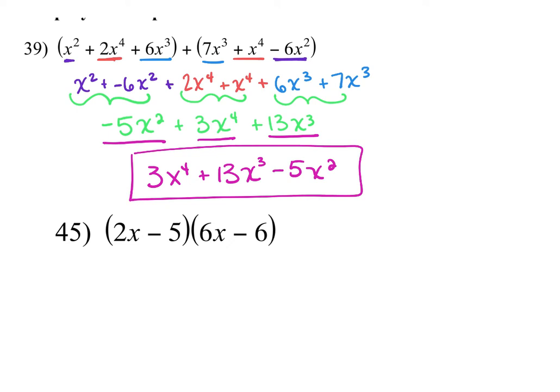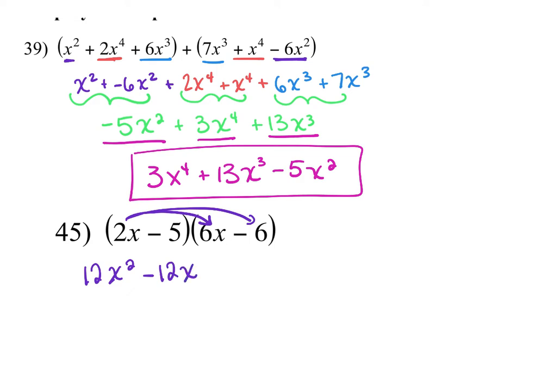So this group here is multiplying, not adding. And so you don't have to worry about like terms, you just multiply all of them. So I'm going to multiply the 2x through first. 2x times 6x is 12x squared. 2x times negative 6 is negative 12x.